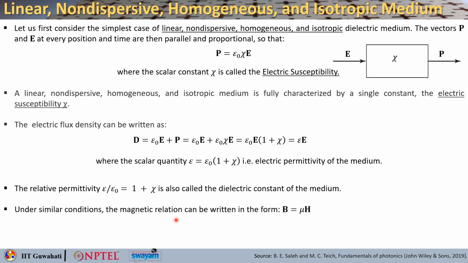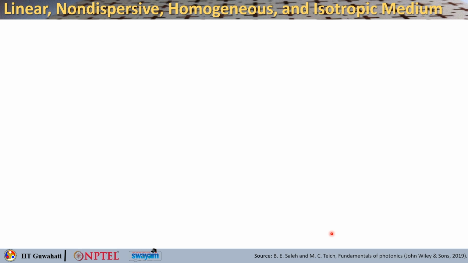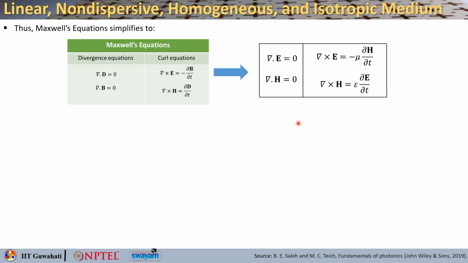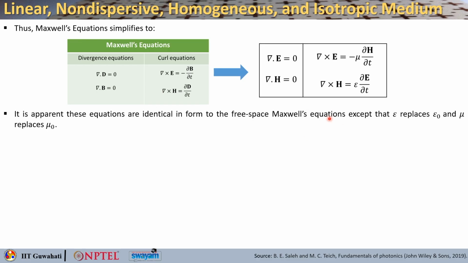Under similar conditions, the magnetic relation can also be written in the form of B equals mu H. So, D equals epsilon E, and B can also be written as mu H, where mu is the magnetic permeability of the medium. Now, in such cases, you can simplify Maxwell's equations to this form. We are just keeping things simple here. D is epsilon E, B equals mu H.